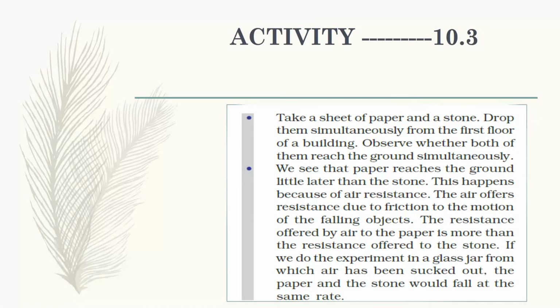It is given in your NCERT book also under the heading activity 10.3. Just take a sheet of paper and a stone, and drop them simultaneously from the first floor of the building. Now अब आप बोलोगे कि हमने drop किया है, that is they are freely falling. Actually what is happening? Whether both will reach the ground simultaneously? We see that the paper reaches the ground a little later than the stone.